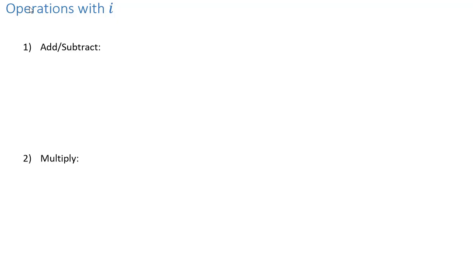We've taken a deep dive into how i works, how to simplify negative radicals to get i, and powers of i. But what we need to still look at is how we can do algebra with the imaginary number i. If we're adding and subtracting imaginary numbers, we're just going to combine like terms like we always have.